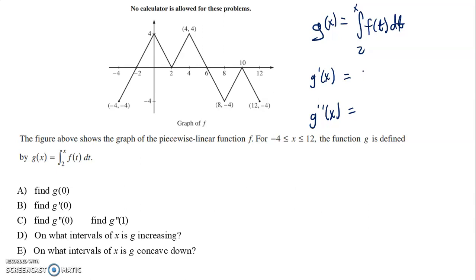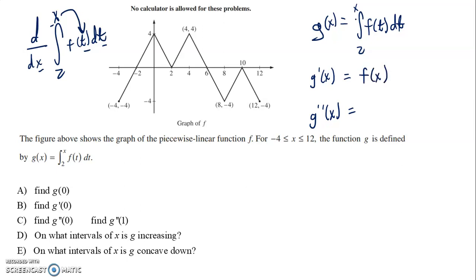Now, if we take the derivative with respect to x of the integral from 2 to x of f of t dt, this is the fundamental theorem of calculus. As long as these variables match and this variable matches, then you just plug in the x here, and g prime of x would be f of x. Basically, the derivative and the integral undo each other. And then if we take the derivative again, the derivative of f is f prime of x.